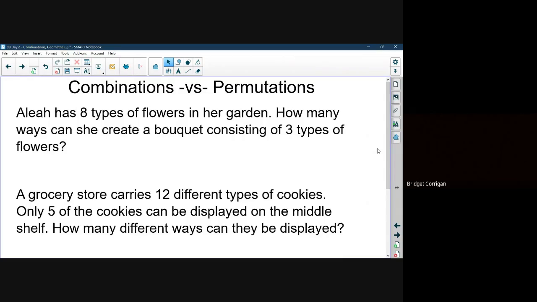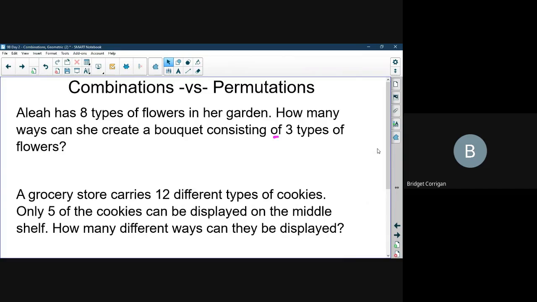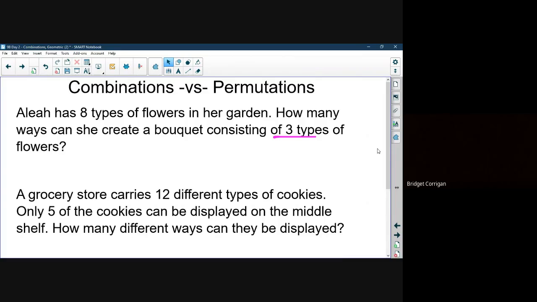Okay, so the first one, Aaliyah has 8 types of flowers in her garden. How many ways could she create a bouquet consisting of 3 types of flowers? So she's putting 3 of the 8 flowers in a bouquet. It doesn't say she's choosing one color first and then another color and then a third color. She's just choosing 3 flowers. So order does not matter in this case. So this would be an 8C3. And if you put that into your calculator, you should get 56.